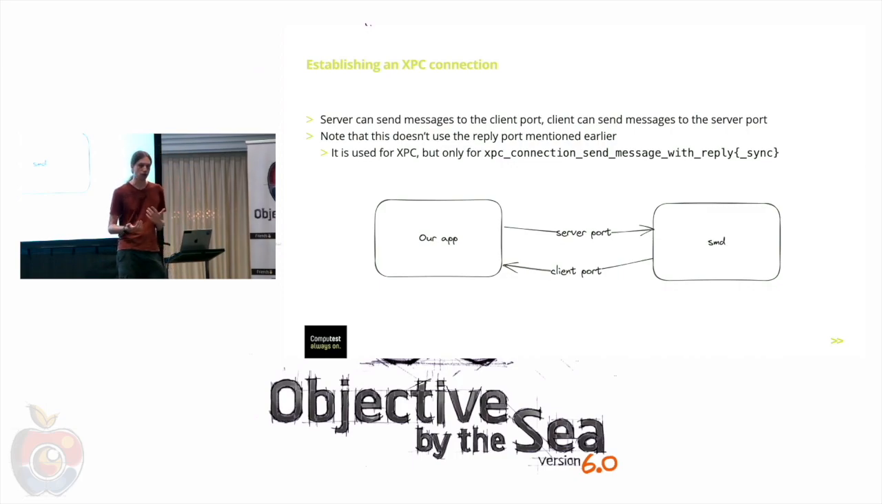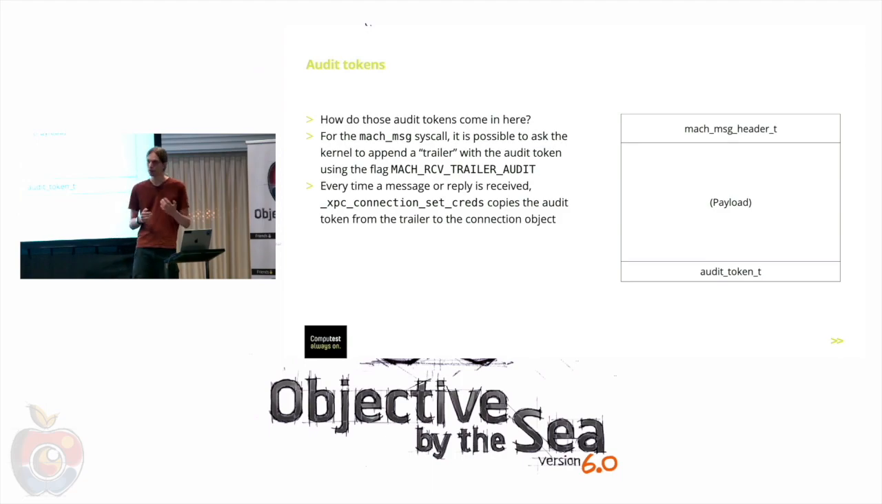But where do those audit tokens come from? Well, when you're using the mach message system call to ask the kernel to get you a new message, you can give it a flag, mach receive trailer audit, which means that the kernel will append the trailer to the message with the audit token of the sender. So you have first the mach message header, then there's some payload, so an XPC message, and then the kernel just inserts a new audit token after it.